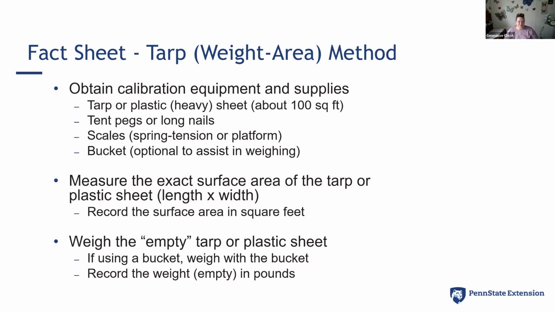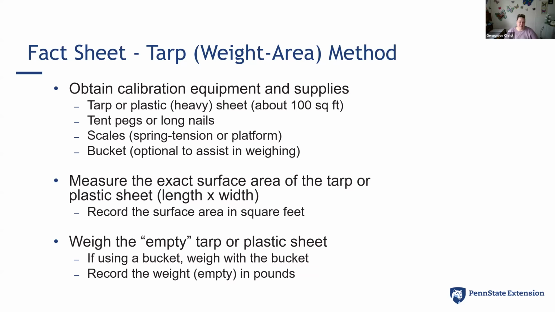for accuracy. And so you want to make sure you know the exact surface area of the tarp or sheet that you're using. So that's pretty easy. We're going to measure our length times our width. And there is a form in that fact sheet that you can actually follow along and fill out. So that makes it really easy. When you're out in the field, you don't have to remember all of the things that you have to do. There is a sheet that you can follow along and record that information.